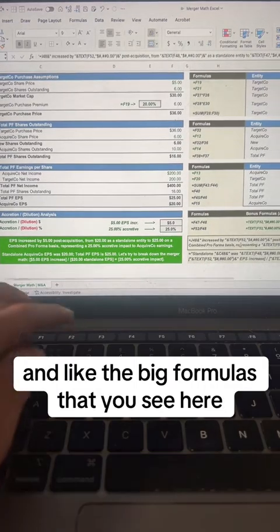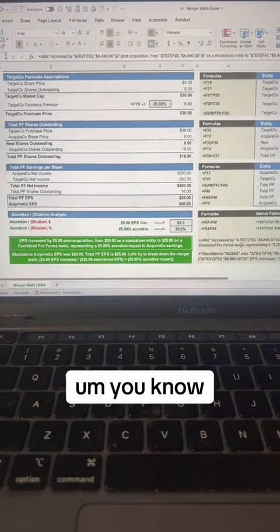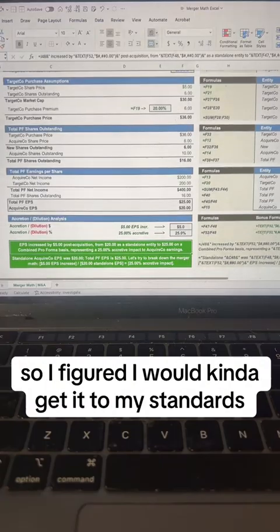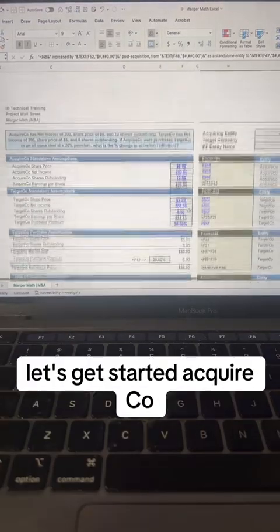And the big formulas that you see here, don't worry about it. I'm just a loser. I'm going to be using this model probably going forward for simple training and stuff, so I figured I would get it to my standards.